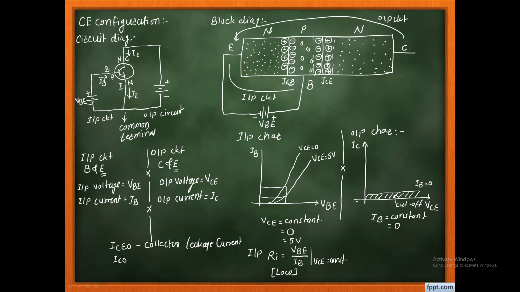Get it, my point? Now if I assume another value for the base current, suppose I say it is 10 microampere. We considered microampere because it is the base current. The base current is always very small.